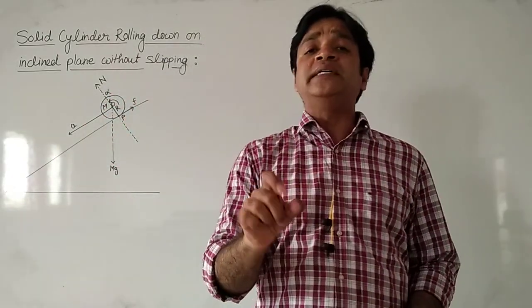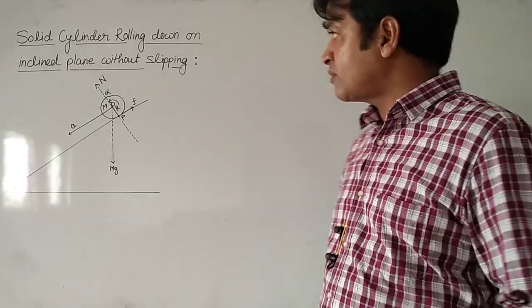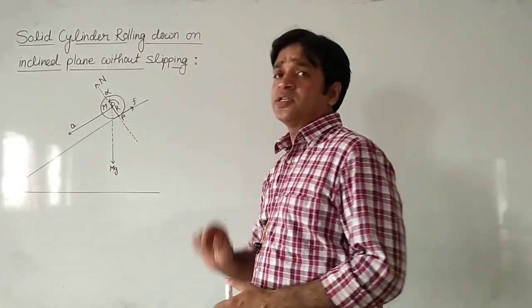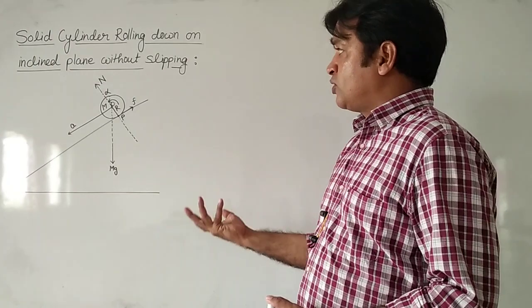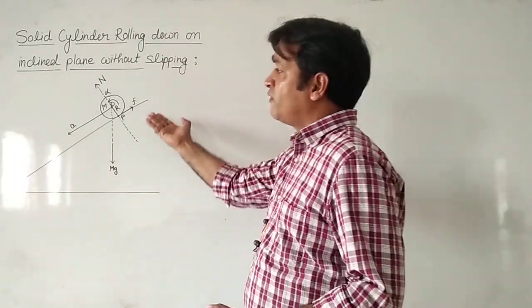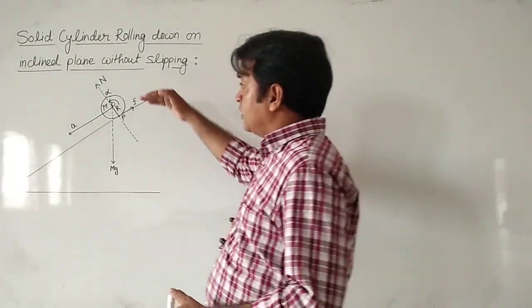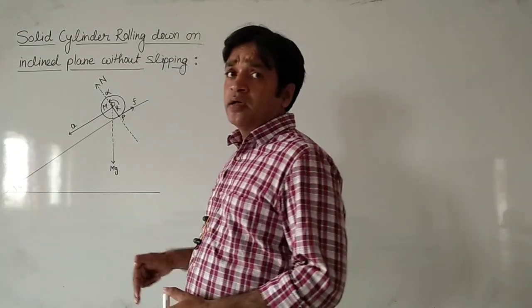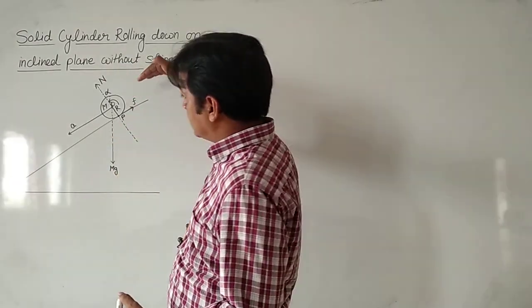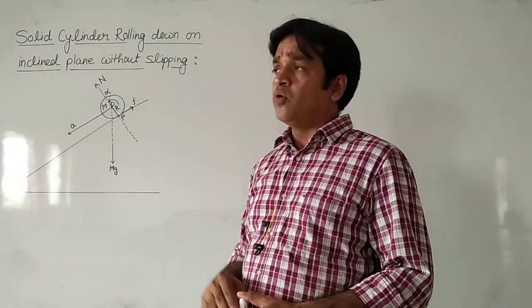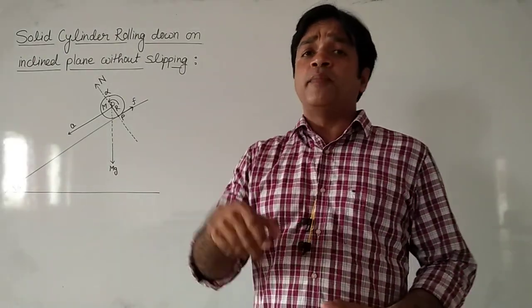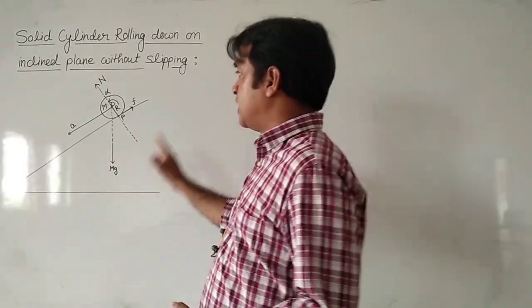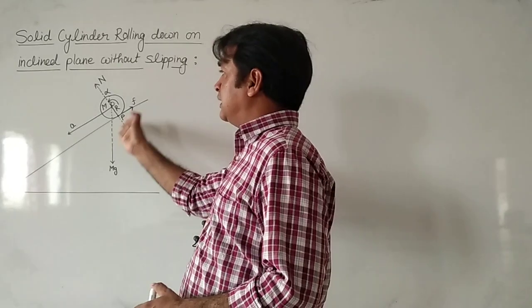The point of contact between this cylinder surface and this inclined surface is P, momentarily at rest, and due to this friction force, the direction of friction depends on the cylinder. The cylinder is slipping toward the downward side, so friction will be opposite to the motion, so that's why this friction force is on this side.